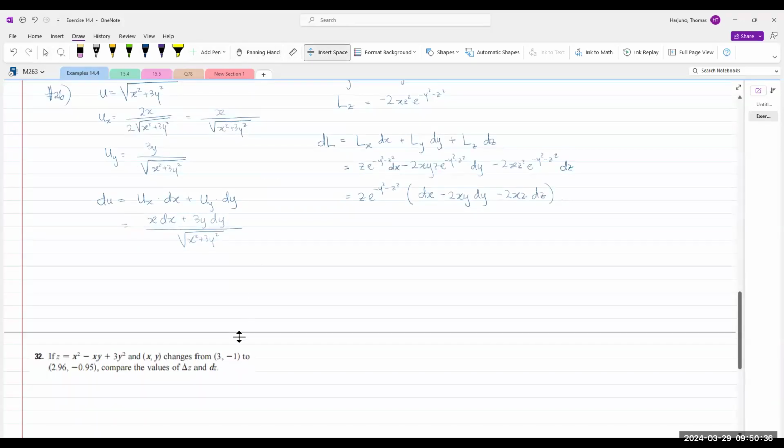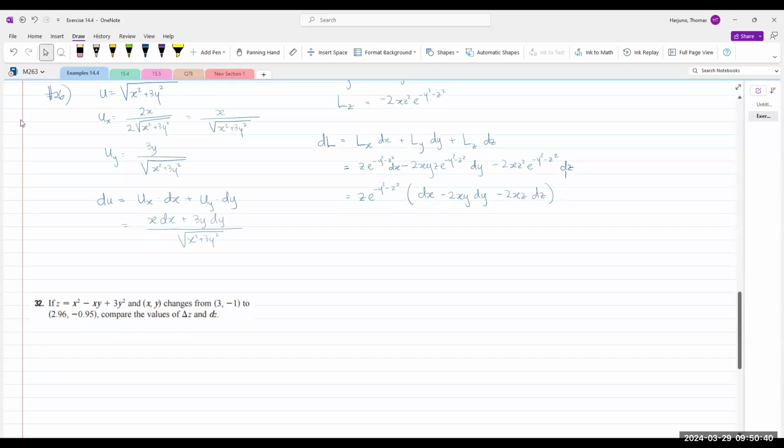Next one, if we have this function here with (x,y) changing from 3, -1 to 2.96, -0.95, find the values of delta z and dz. Now delta z is basically the change of the z value, so z at 2.96, -0.95 minus z at 3, -1. The terminal point minus the initial point. Now this one you can just use a calculator. Should I? I'm honestly very lazy. So I will just use the calculator right away. I mean, that's a calculator problem to start with.